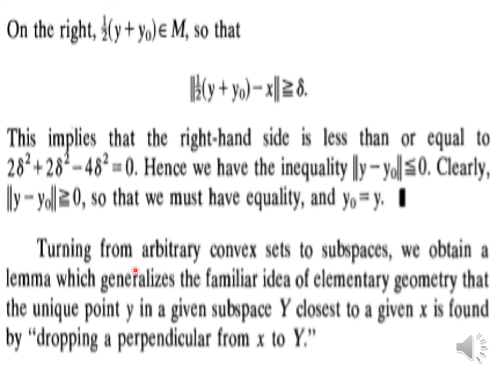Turning from arbitrary convex sets to subspaces, we obtain a lemma which generalizes the familiar idea of elementary geometry: the unique point y in a given subspace Y closest to a given x is found by dropping a perpendicular from x to Y.